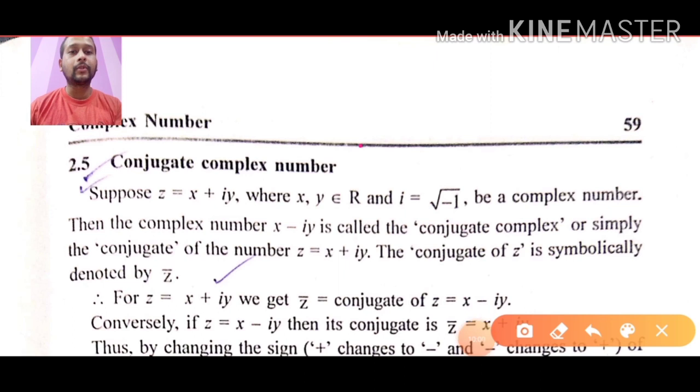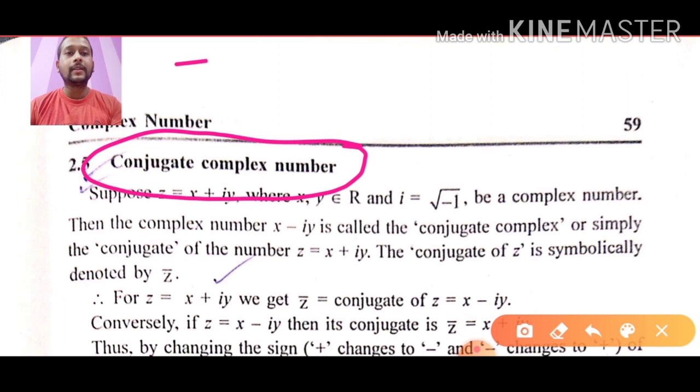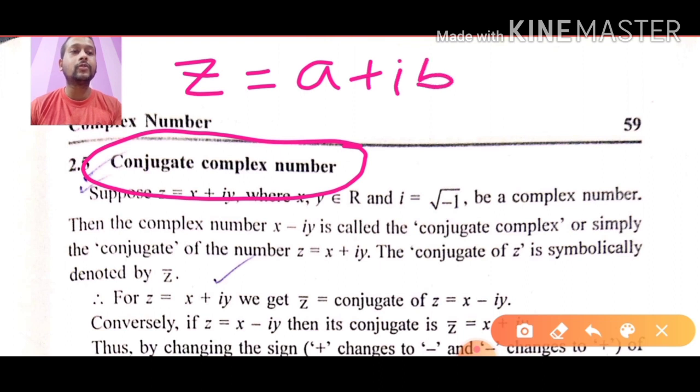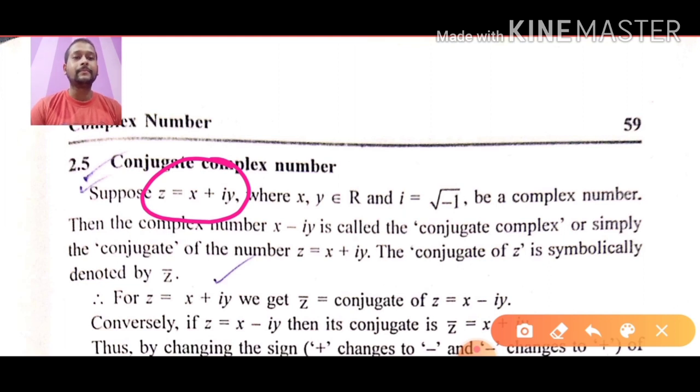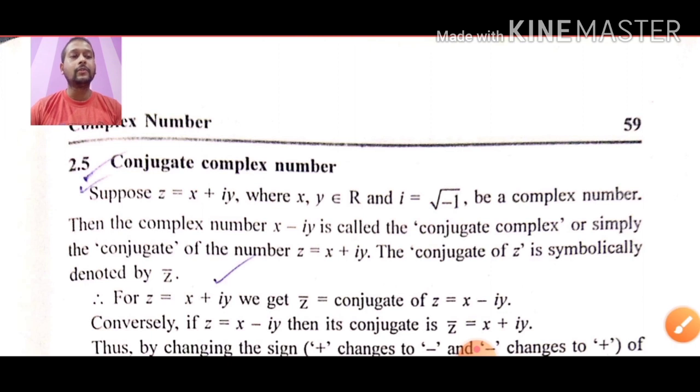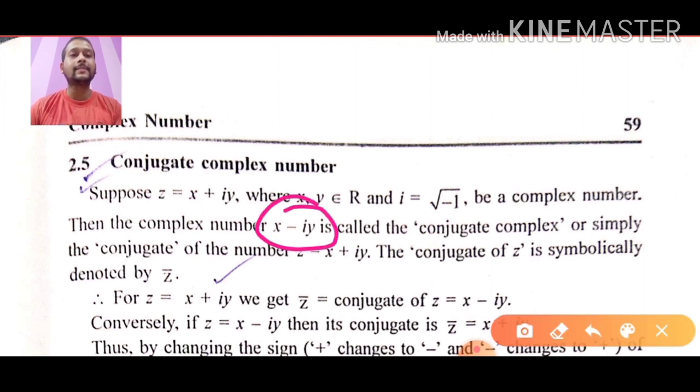Now this one is important, the conjugate of a complex number. Okay, remember, if z is the complex number, say a plus ib, then how will we write the conjugate? Z bar. It is given here, you see. Suppose z equal to x plus iy is a complex number and i equal to root over minus 1, then the conjugate of this complex number will be x minus iy. So they are said to be conjugate of each other.